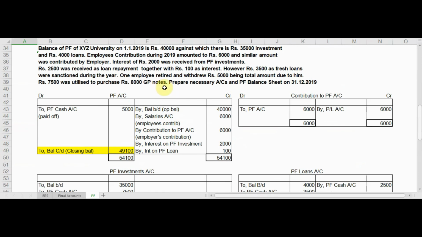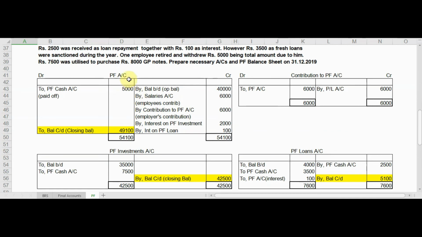So these are all the journal entries, and after that we will prepare the PF balance sheet after balancing these accounts. So first let us balance the PF account. Opening balance is 40,000, and if we total the credit side, it comes to 54,100, and if we find out the balance, the closing balance is 49,100.